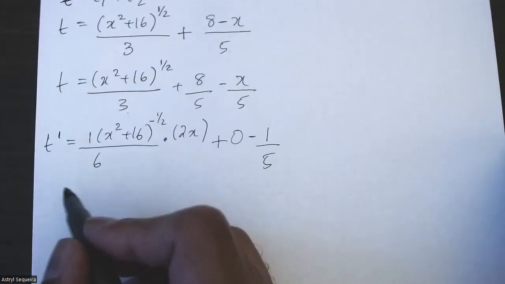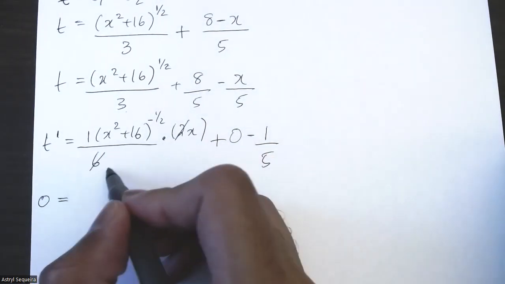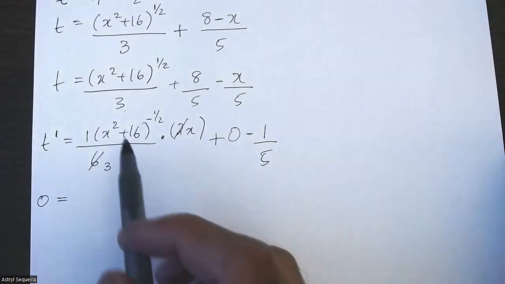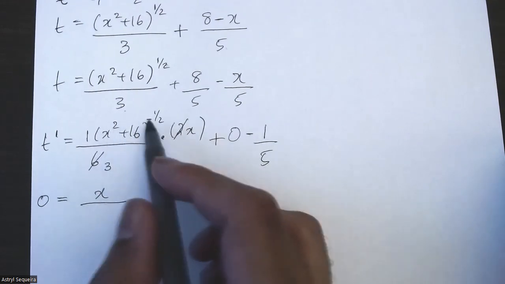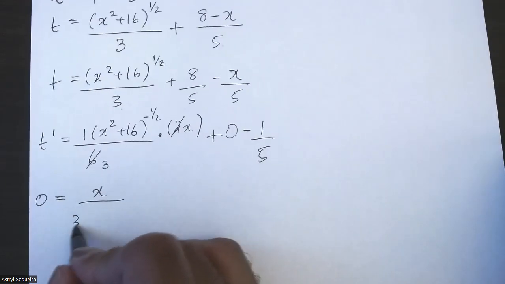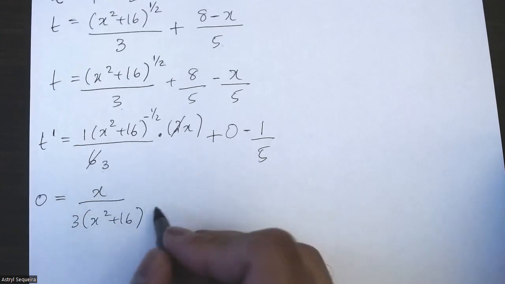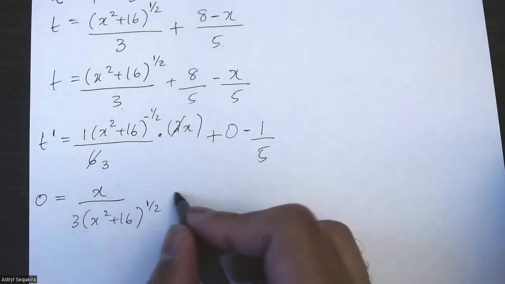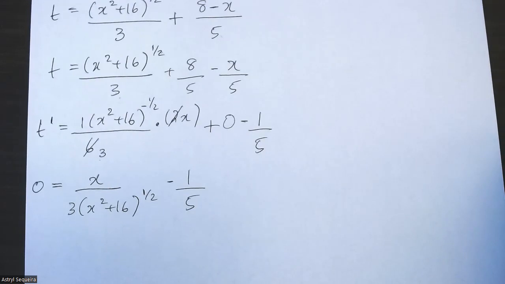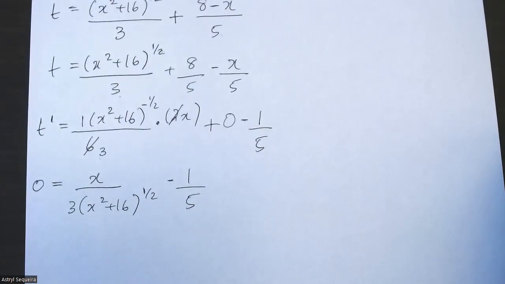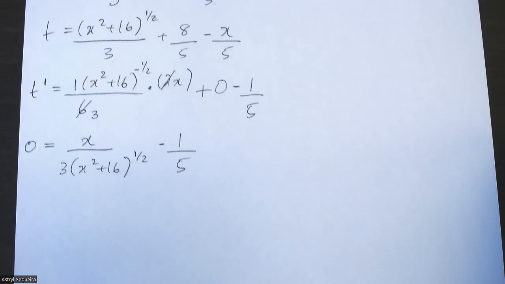So now we just want to make this equation equal to 0 and solve it. You can simplify over here. This 2 cancels with this 6, and I'm just left with a 3 down there. And I can rewrite this as x over, I'm going to move this all to the bottom and make the exponent positive, so 3 times the square root of x squared plus 16, minus 1 over 5. Now we simply have to solve this equation and find our value of x, and that will minimize the time. It'll tell us where he has to land on the shore to minimize the time.